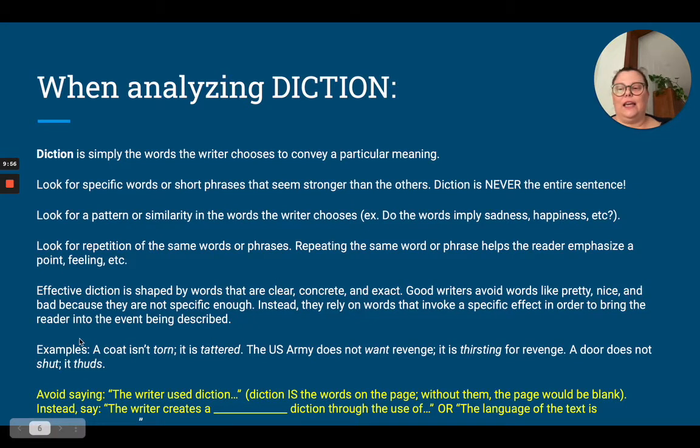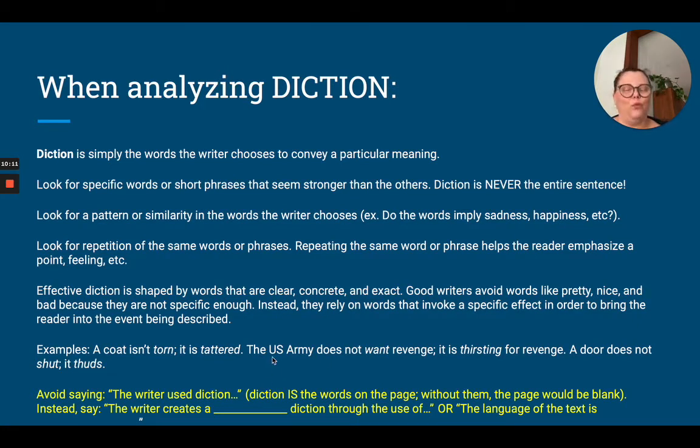Okay, examples. A coat isn't torn, it's tattered. The U.S. Army does not want revenge, it is thirsting for revenge. A door does not shut, it thuds or slams, something like that, okay?